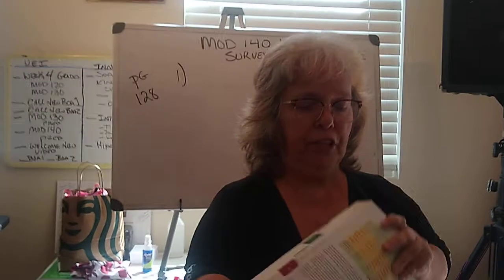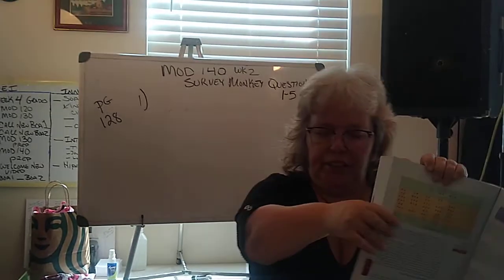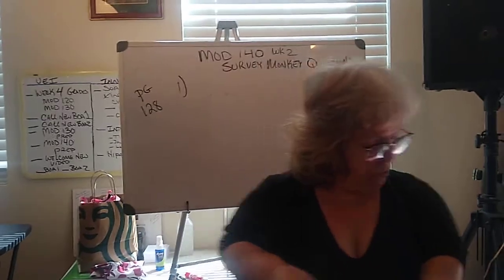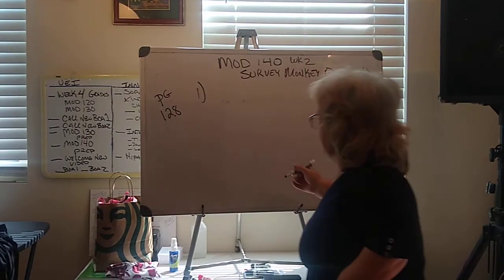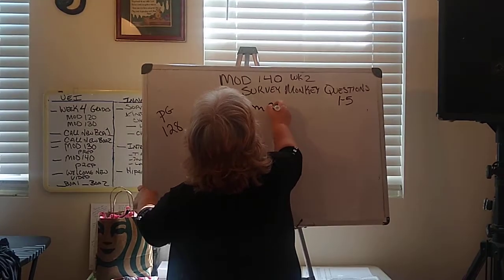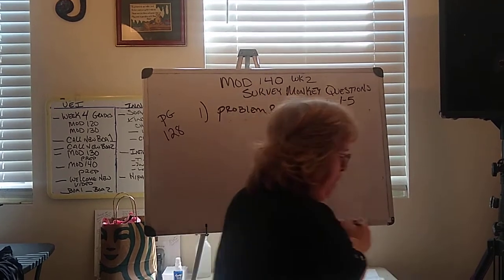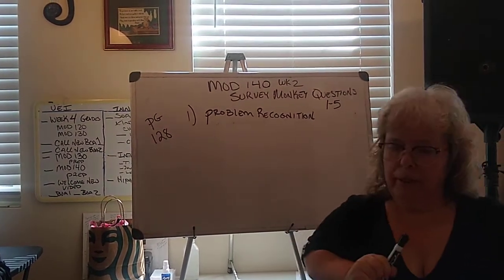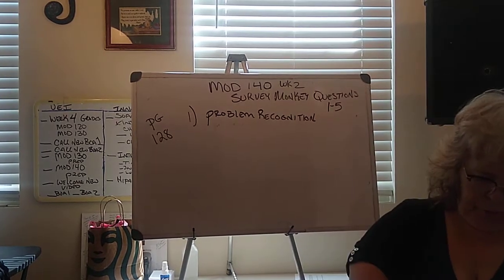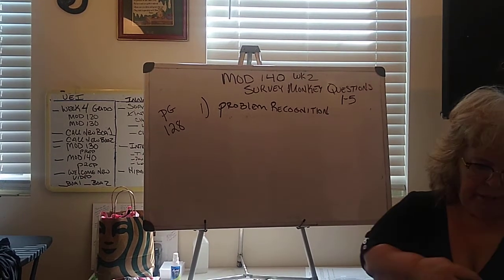All right, you can find your answer on page 128. It's in the text, but you can also use this little graph right here. It goes over those 5 stages. All right, so number 1 is problem recognition. The buyer realizes, hey, we're out of soap. We need to go buy some soap. So they realize there is a problem or a need, a perceived need.